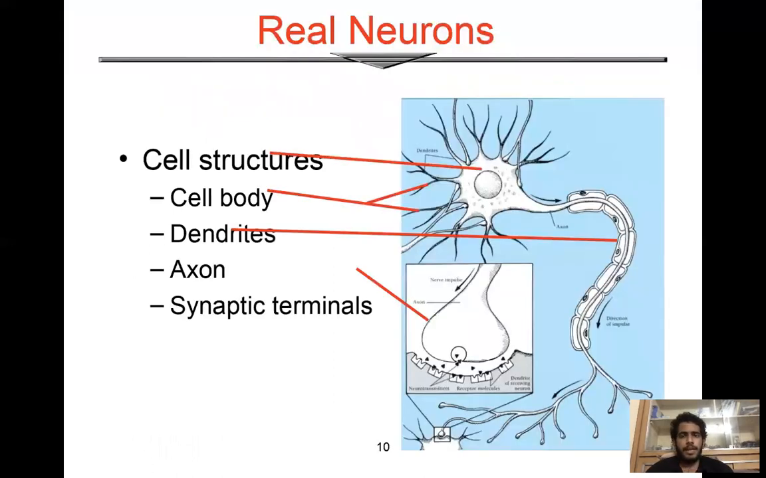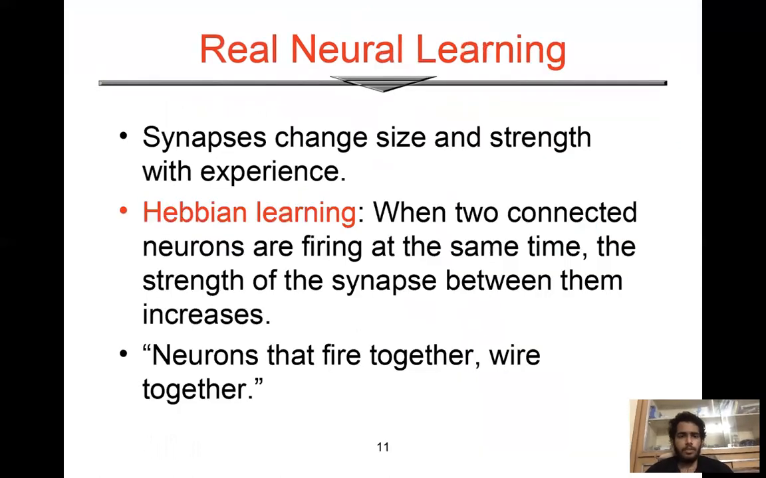Let us discuss some real neurons. A real neuron diagram is depicted as follows. A neuron contains cell structures: the cell body, dendrites, axon, and synaptic terminals. Synapses change sizes and strengths with experience. Let us discuss Hebbian learning. When two connected neurons are firing at the same time, the strength of the synapse between them increases. Neurons that fire together wire together.